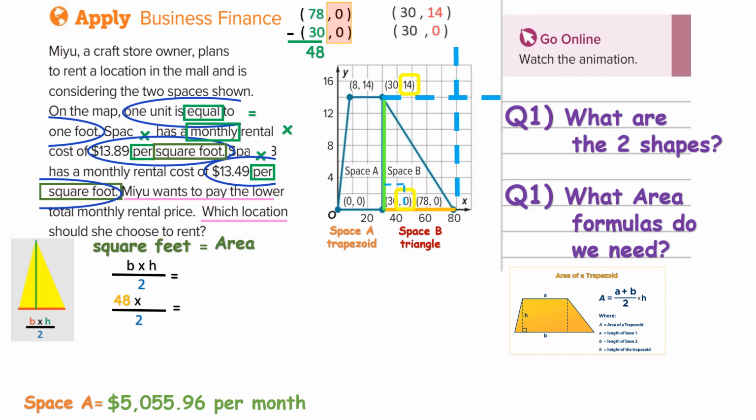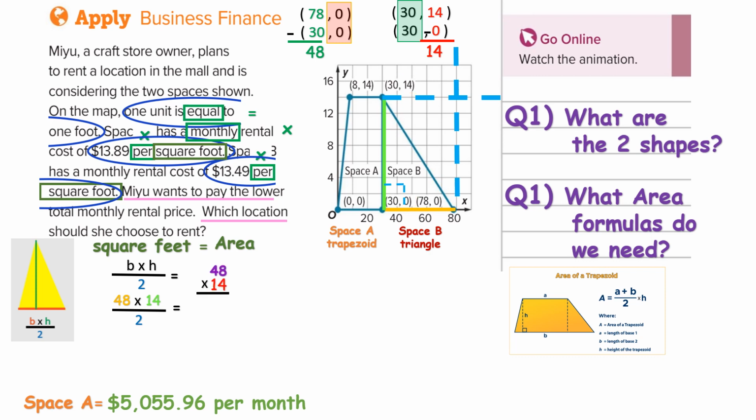So when I stack them with the 30, 14 on top, and I put the 30, 0 underneath, I see my 30s are the same, so I'm good with that pairing, and I simply subtract the y-axis. 14 minus 0 is 14. So I have the same height as I did with my other shape. So I end up with base times height, 48 times 14, divided by 2.